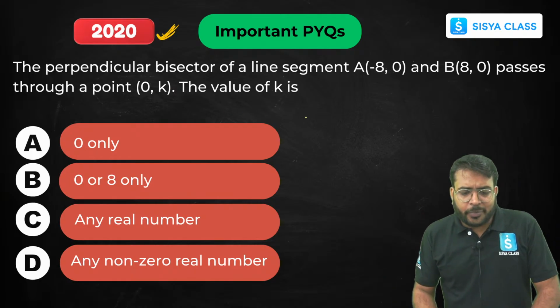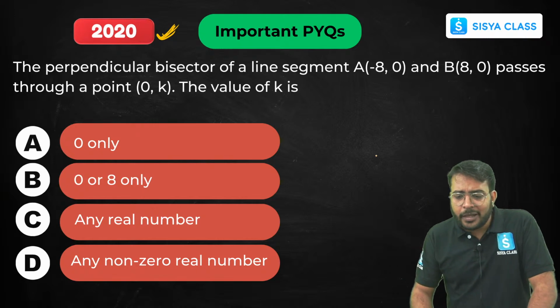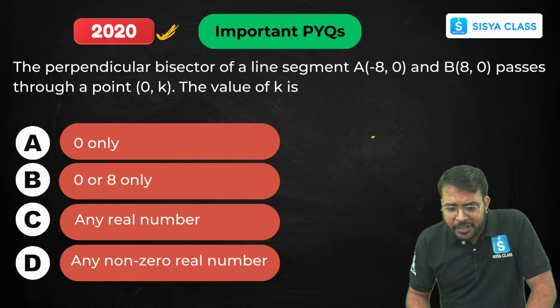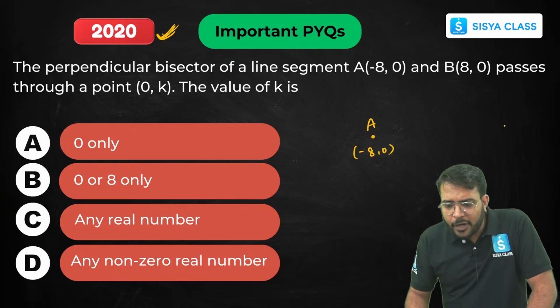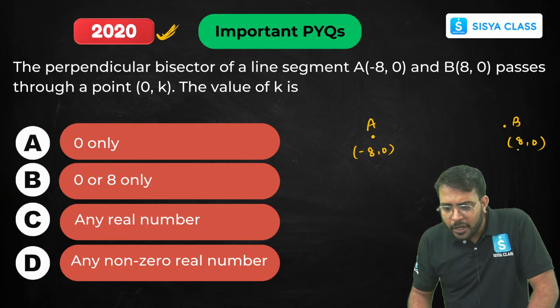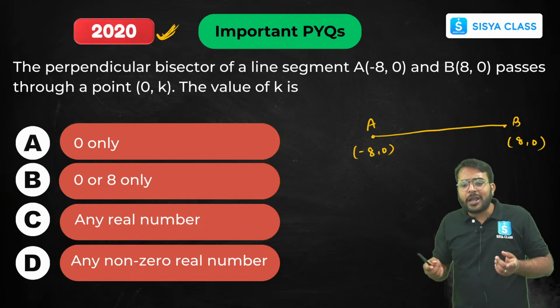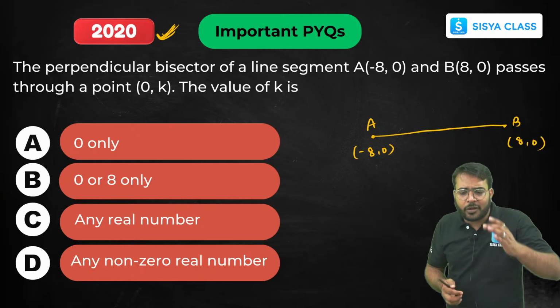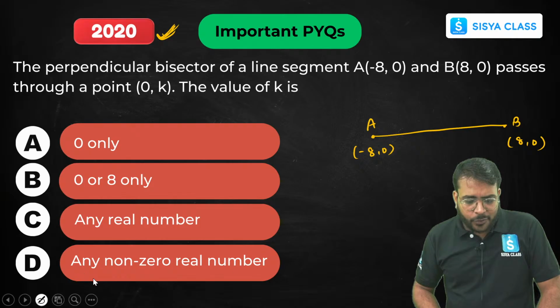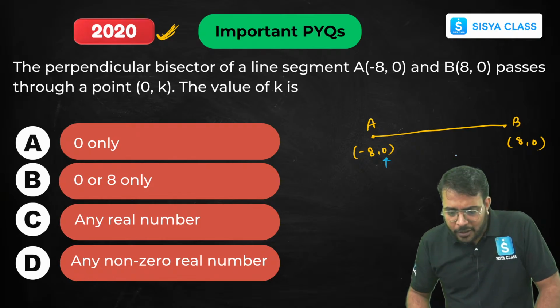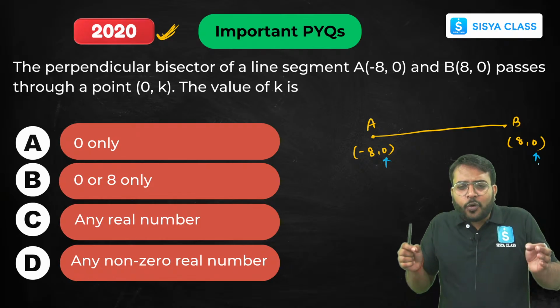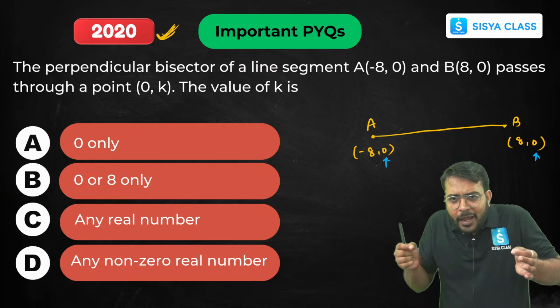All right, the perpendicular bisector of a line segment AB. I have a point A, what is its coordinate? -8, 0. And I have a point B, its coordinate is 8, 0. Can you feel it that the line joining point A and B is going to be your x-axis? Sir, why is it going to be your x-axis? Because your y coordinate is 0 here, beta. Can you see here? The y coordinate in both is 0, which means both points lie on your x-axis.